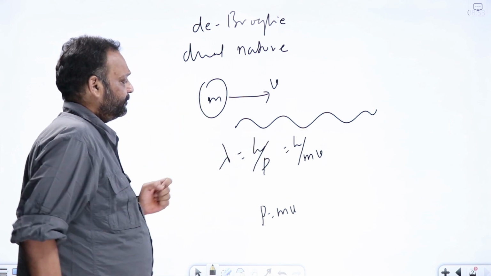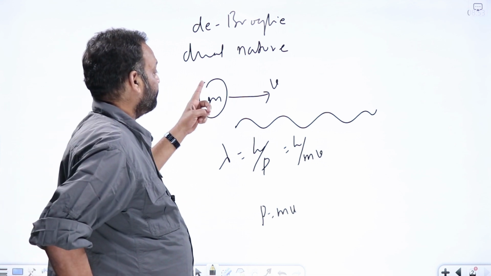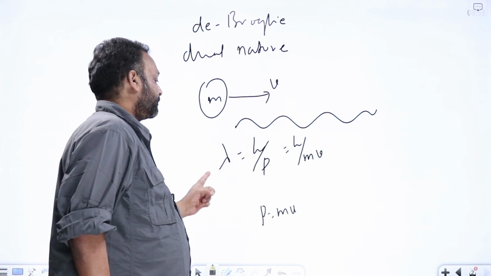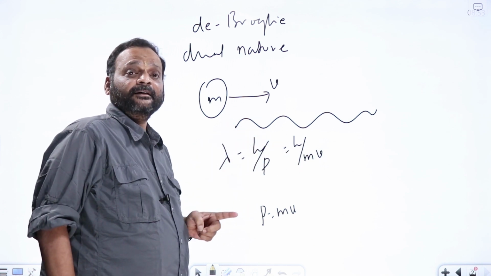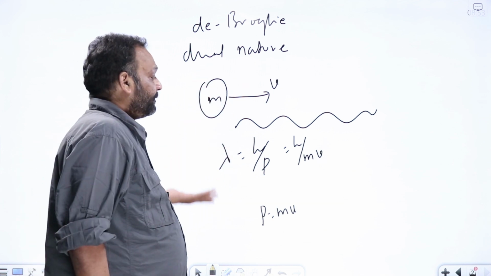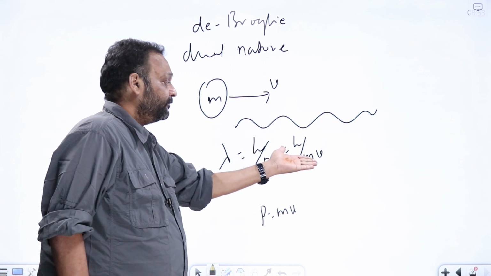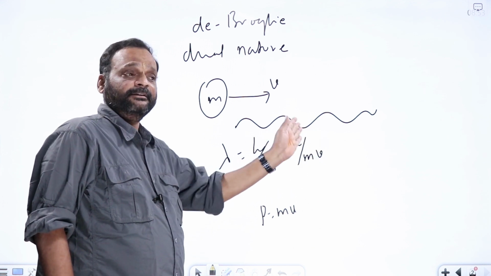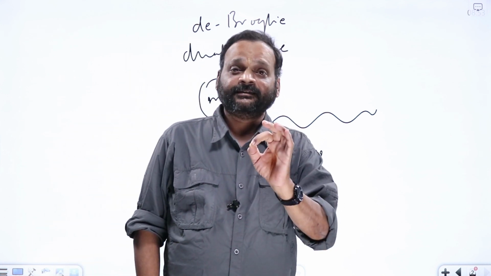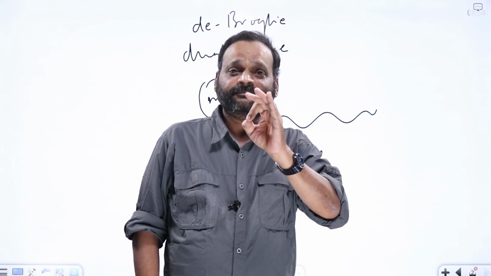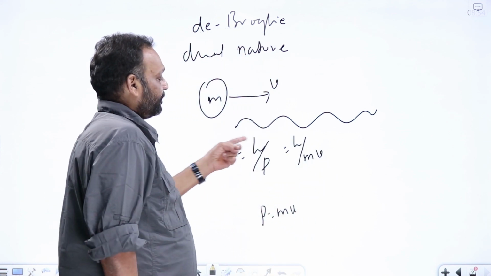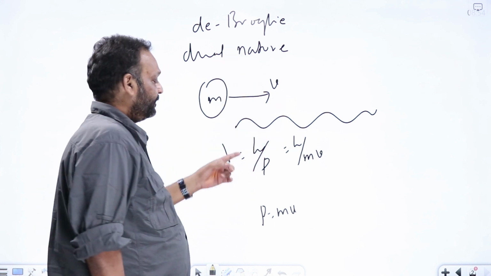So the important conclusion we can draw is what? Every material particle of mass m moving with a velocity v will have momentum mv, so it will have a de Broglie wavelength. That means the de Broglie concept is applicable only for moving particles. Remember that. If the particle is not moving, velocity equal to zero, momentum is zero, there is no wave, lambda equal to infinity means there is no wavelength at all. So the de Broglie concept is applicable for moving particles. That's also a previous examination question in some MSc physics entrance. Straight simple question.